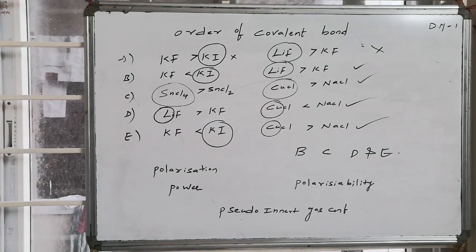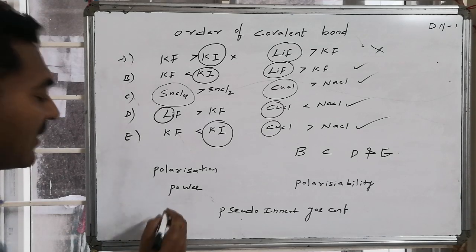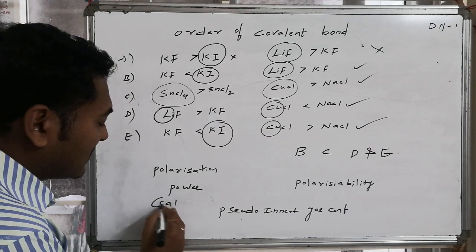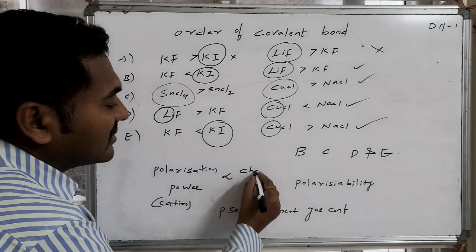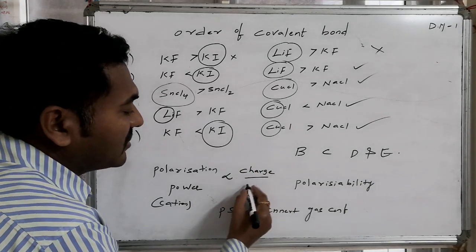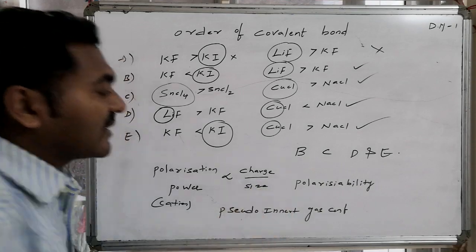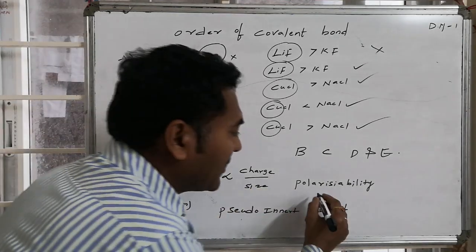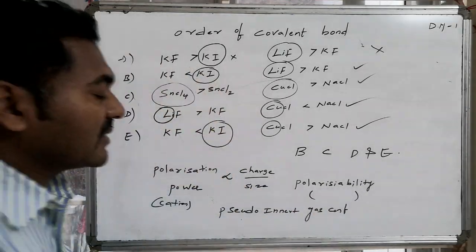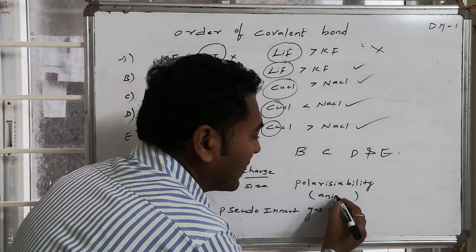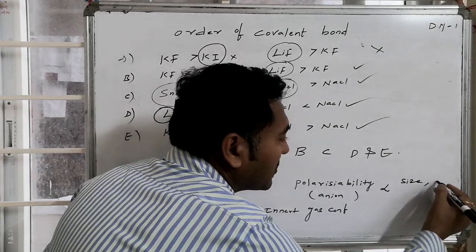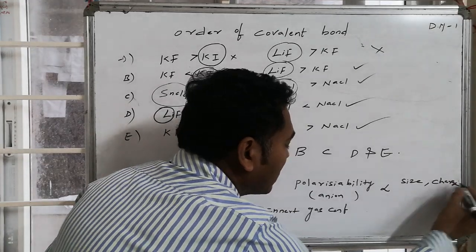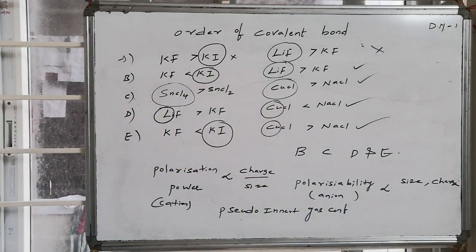The total deciding factors of this covalent character are, one is polarization power of cation, whereas this polarization power of cation is proportional to charge and inversely proportional to its size, whereas second one is polarizability, ability to undergo polarization, that is it is a property of anion and it is proportional to size of anion and also proportional to charge of anion. The last one is pseudo inert gas configuration.